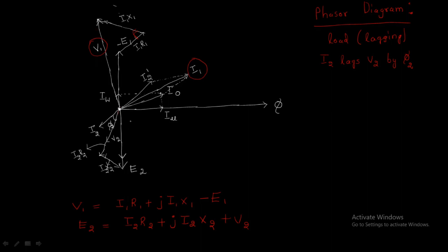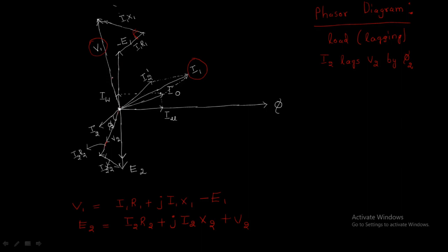Okay. Next, what about this? V2 is there and I2 is there. In phase with I2 we will get I2R2, and at 90 degrees to I2R2 we will get I2X2. Then E2 equals V2 plus I2R2 plus I2X2. That's why E2 equals I2R2 plus j I2X2, then plus V2, which gives the secondary induced EMF. Understand? So we have to write some points regarding this.